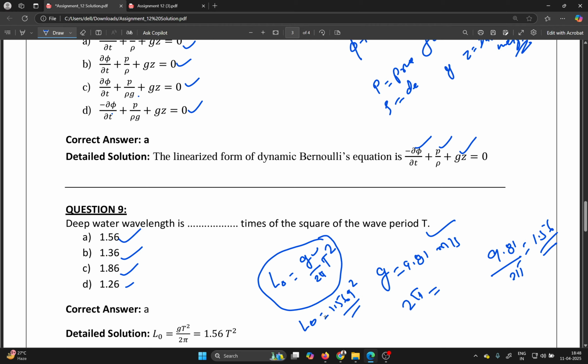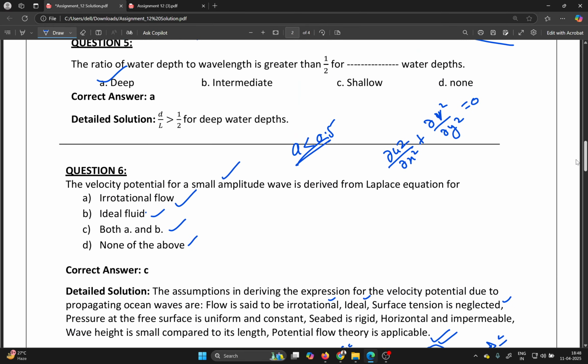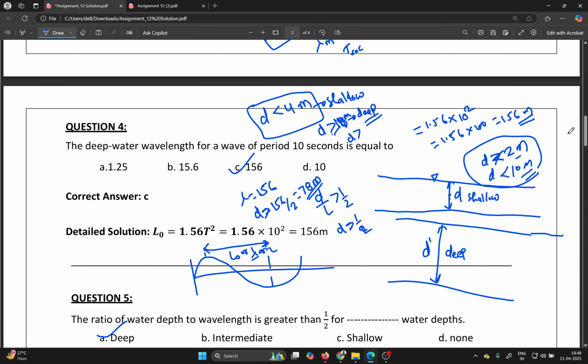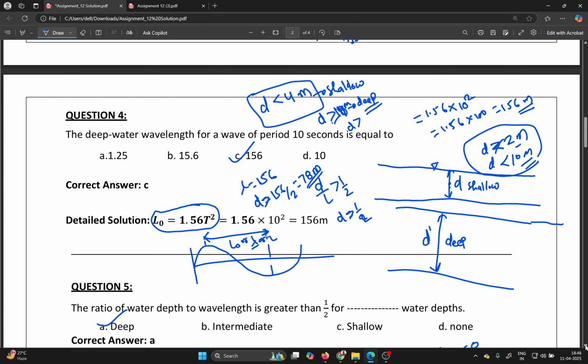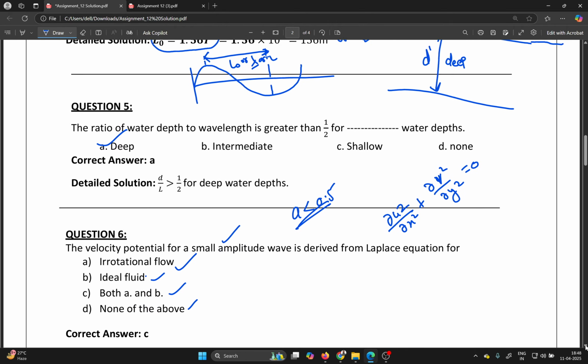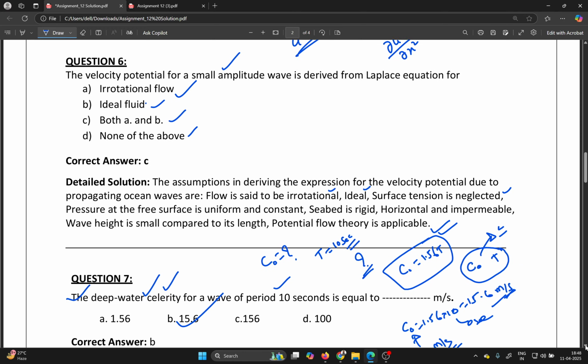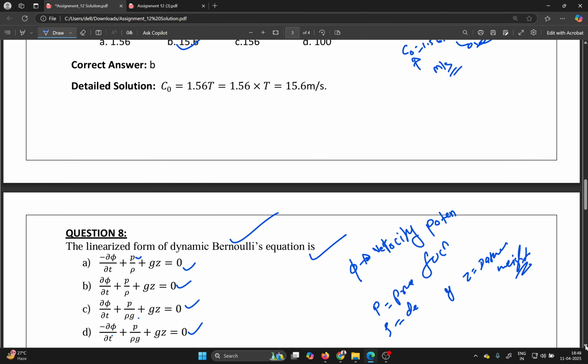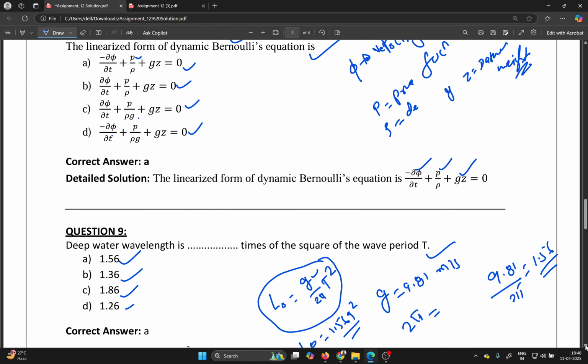Actually this formula we have discussed earlier also in one question, maybe question number 5, 6, or let me just show you. Here. Yes. The deep water wavelength for a wave period of 10 seconds is equal to, so here you can see the formula. Okay. Now I think question number 10. Yes, 8 we have discussed, 9 we have also discussed. So option A will be correct definitely for question number 9.